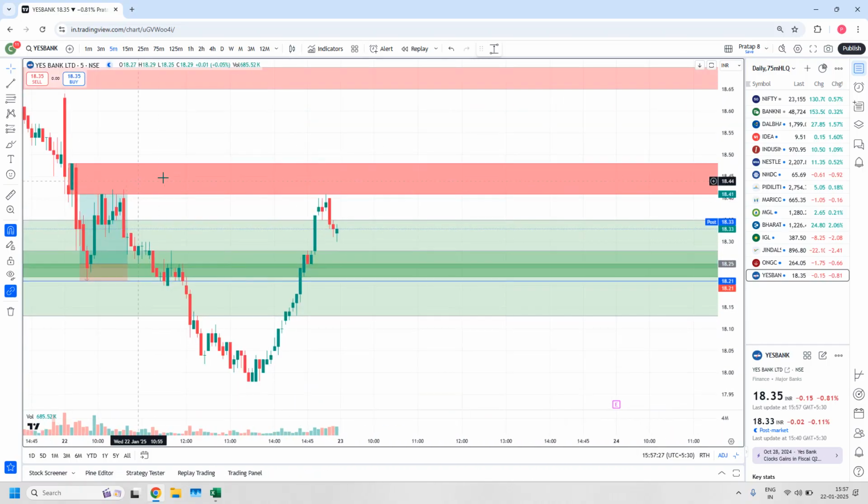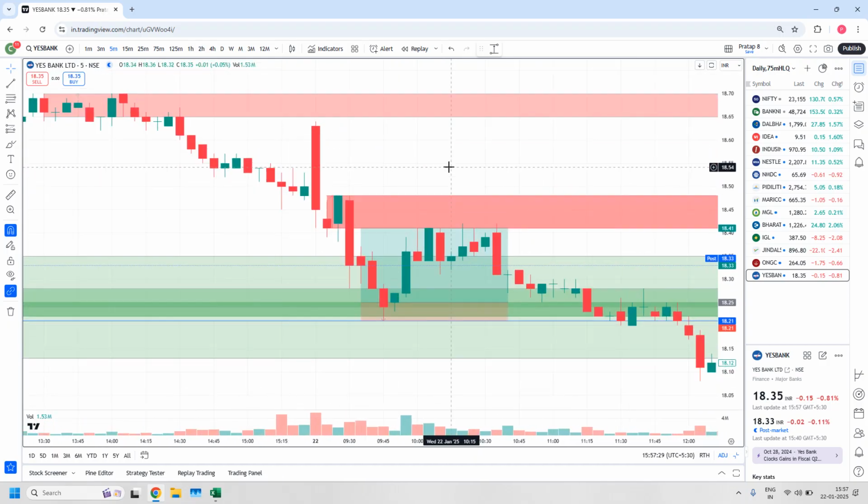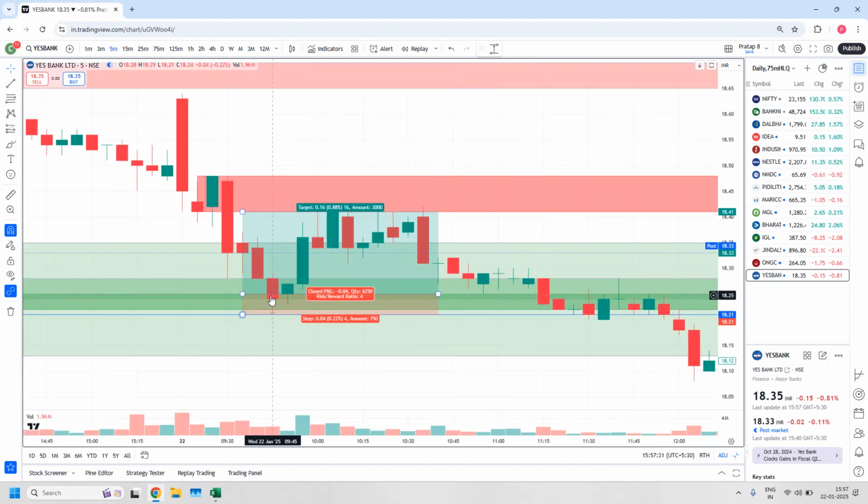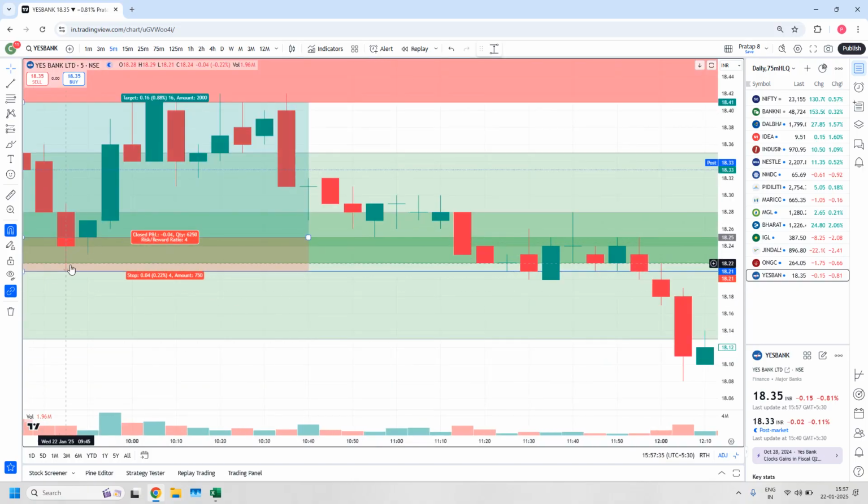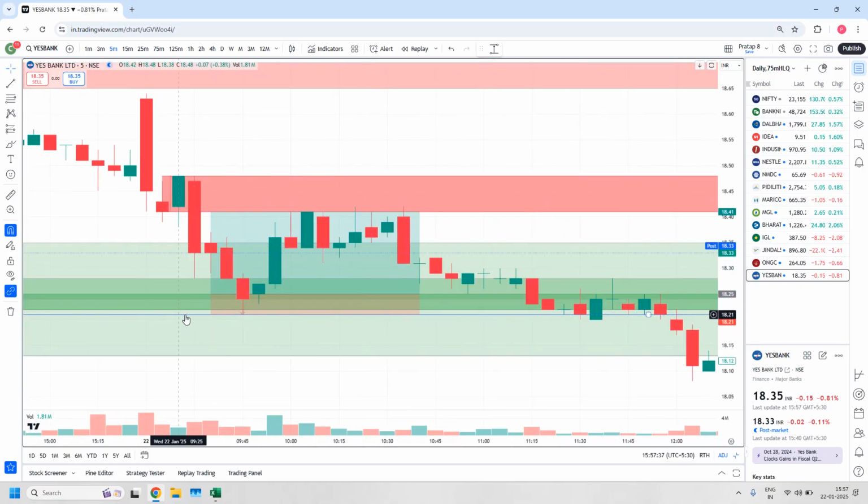And today price entered into this area. We got the trade in this candle, but have you noticed this zone is pierced. Of course, it is within the stop buffer. It didn't cross the stop buffer value. And then again prices started moving up and finally reached the 15 minutes target.